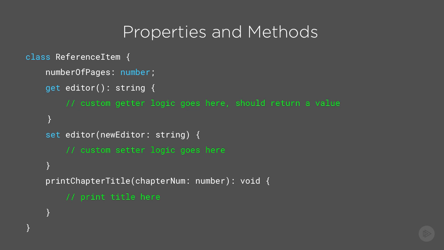Methods are pretty straightforward. They're just functions defined inside the class. Here I've got a method named printChapterTitle that takes one number parameter and doesn't return a value. You also call methods on a class using the dot syntax we've seen many times already.